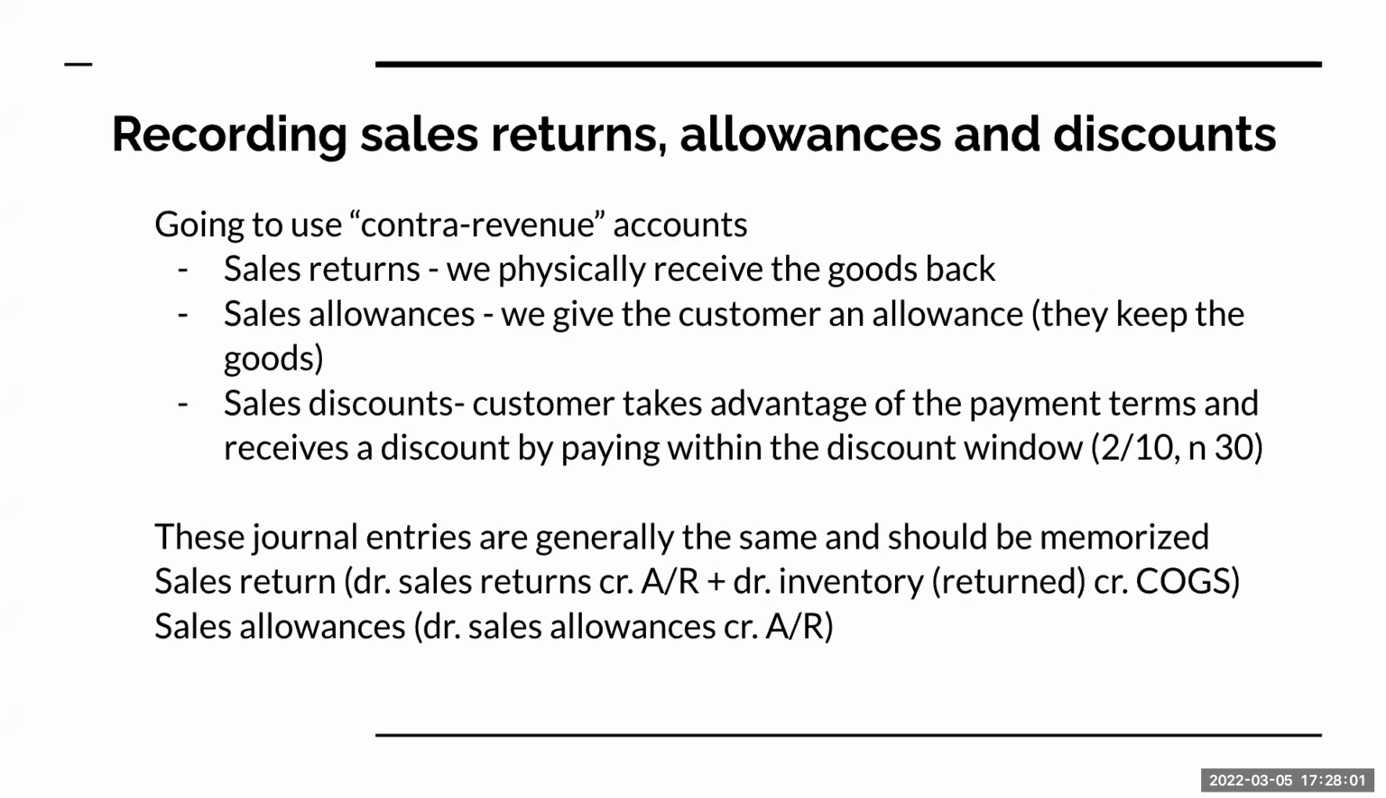Now, what are the differences? Sales returns, I'm physically getting the goods back. Sales allowances, I'm telling the customer they can keep the goods, but I'm going to take an amount off of their invoice. Sales discount, the customer pays me within their payment terms, and they receive a discount. The important thing to remember is that the journal entries are going to be exactly the same. I recommend memorizing them, entirely up to you, but let's go through and check it out.